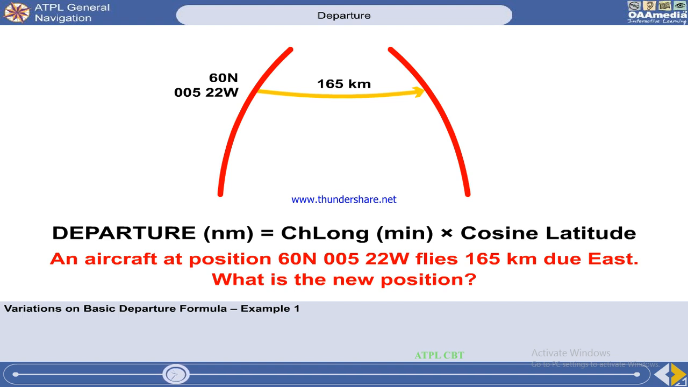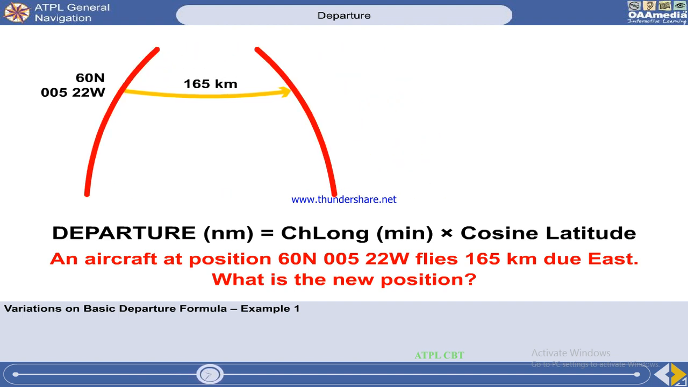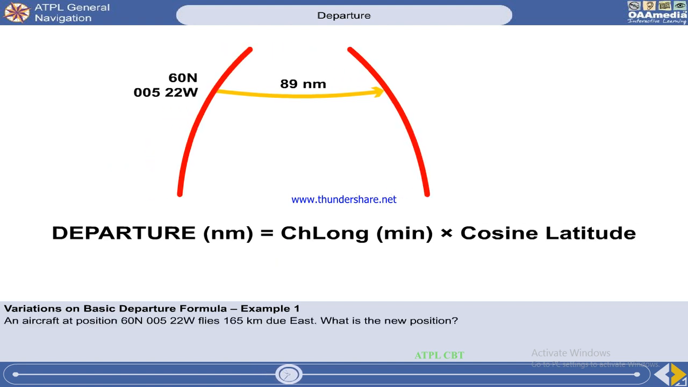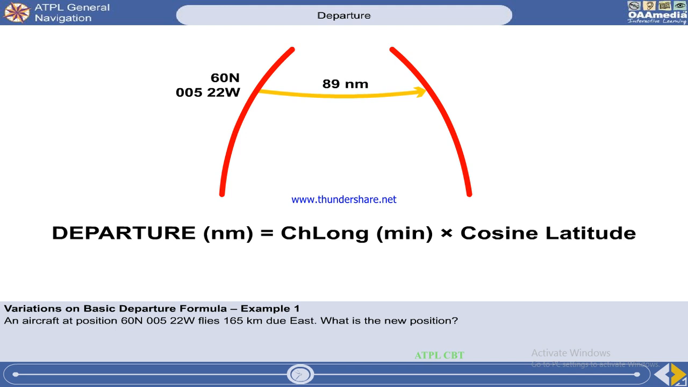Firstly, convert 165 kilometers to nautical miles. To do this, the answer is 89 nautical miles. Now we need to substitute into the departure formula. In minutes, multiplied by the cosine of the latitude. Which of these do you know?